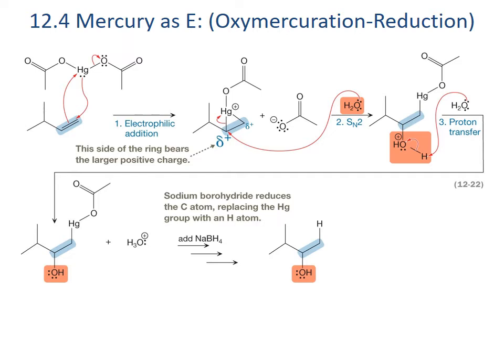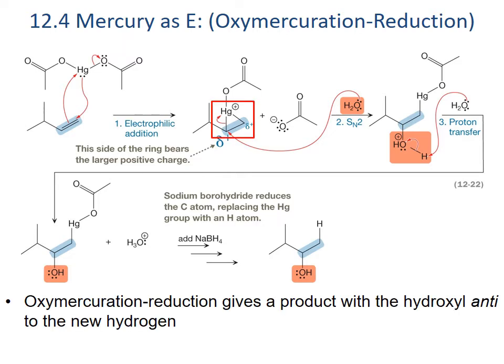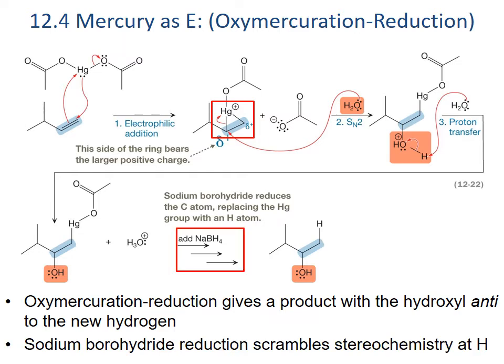Due to this cyclic intermediate, the water will add anti to the mercury, and since the mercuric intermediate was positively charged, the water will add to the more substituted side following the Markovnikov rule. After this reaction, the water is fixed in place. Sodium borohydride is able to reduce the mercury and replace the carbon-mercury bond with a carbon-hydrogen bond, but the reaction racemizes the less substituted carbon. In this case, it doesn't matter because that carbon doesn't happen to be chiral anyway.